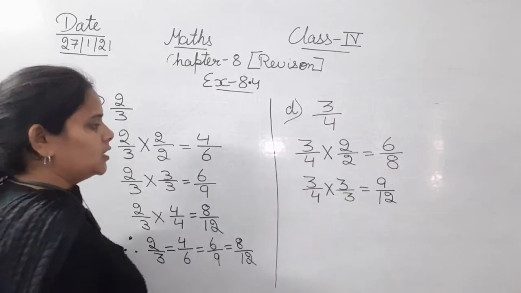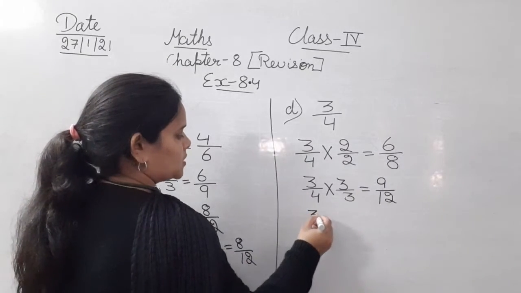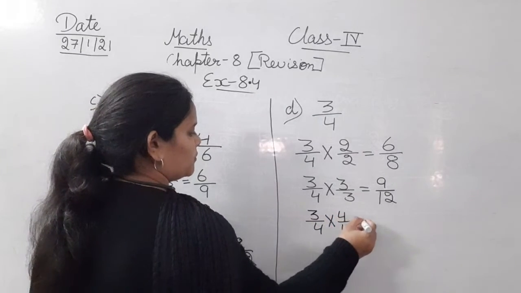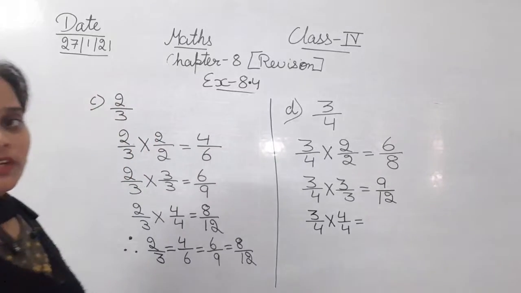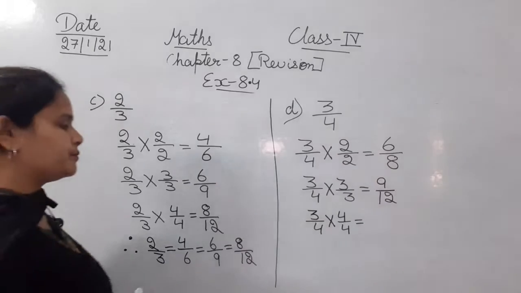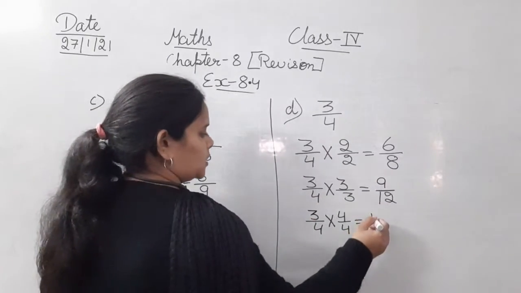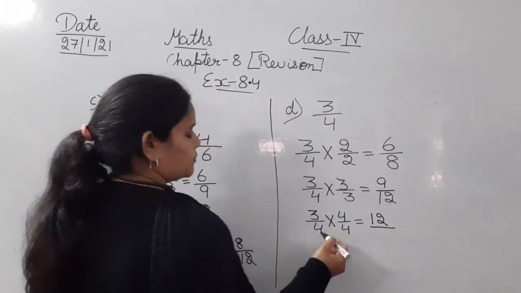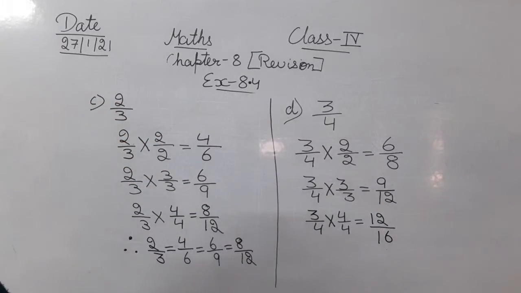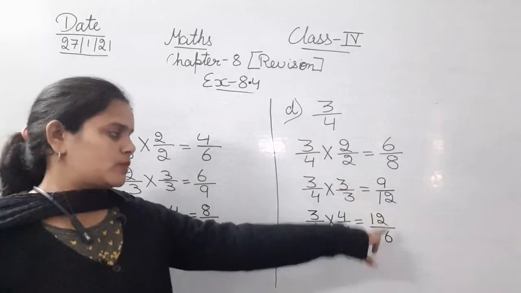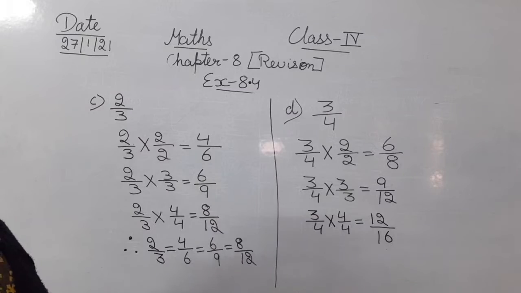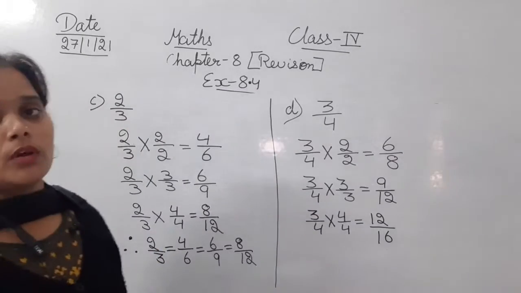Okay. Third one, the third equivalent fraction to 3 upon 4 is 3 upon 4 multiplied by 4 upon 4. So we will find it after multiplying with 4. 3 fours are 12. 4 fours are 16. So these three, that is 6 upon 8, 9 upon 12 and 12 upon 16, are the next three equivalent fractions to 3 upon 4.